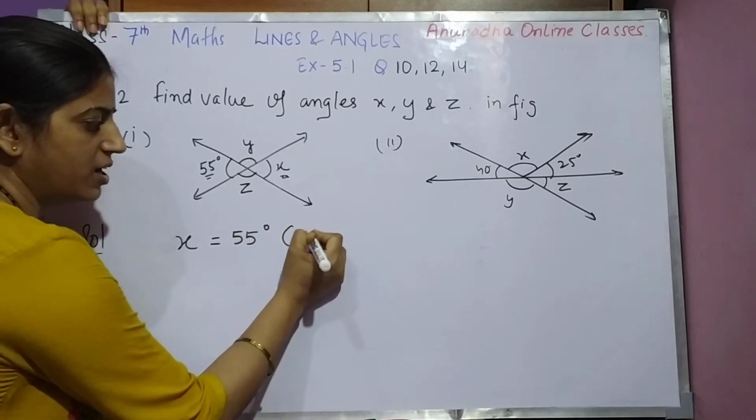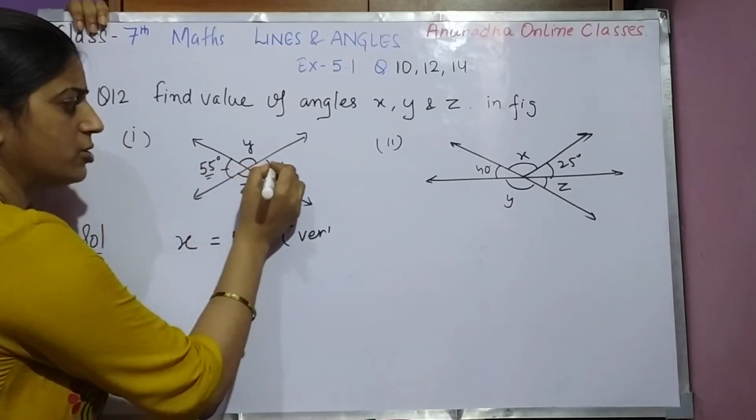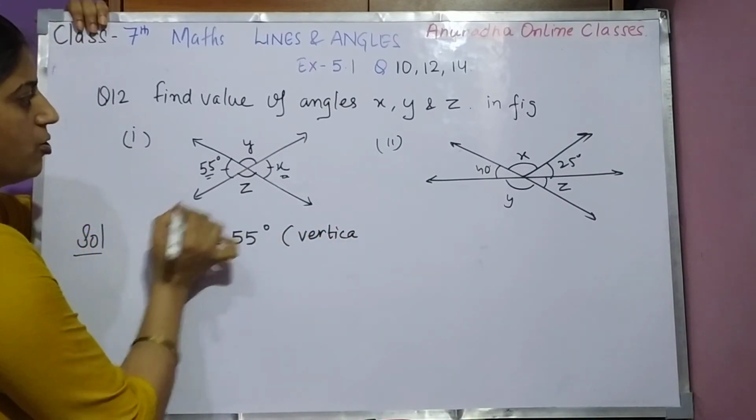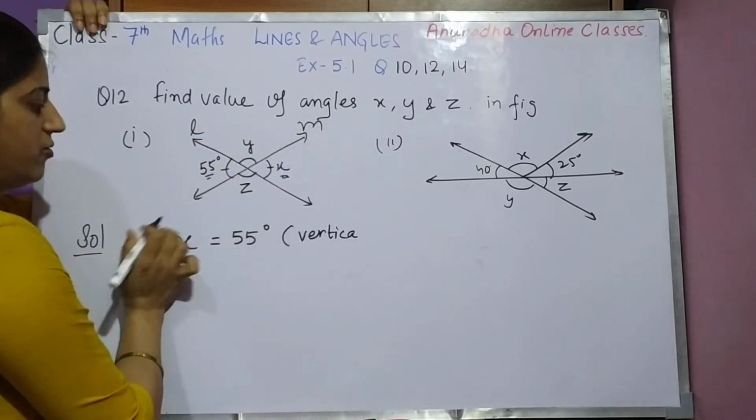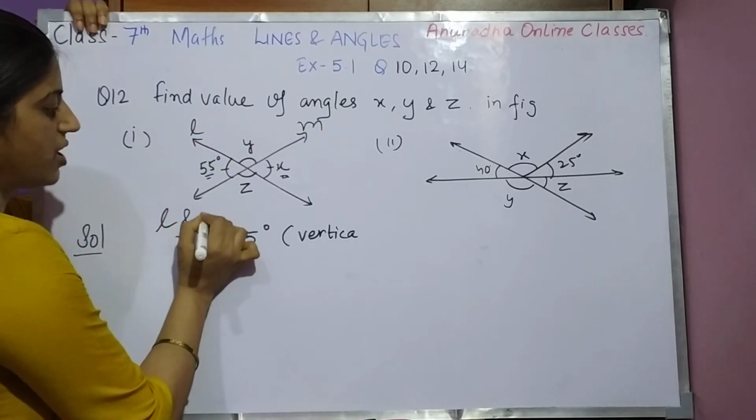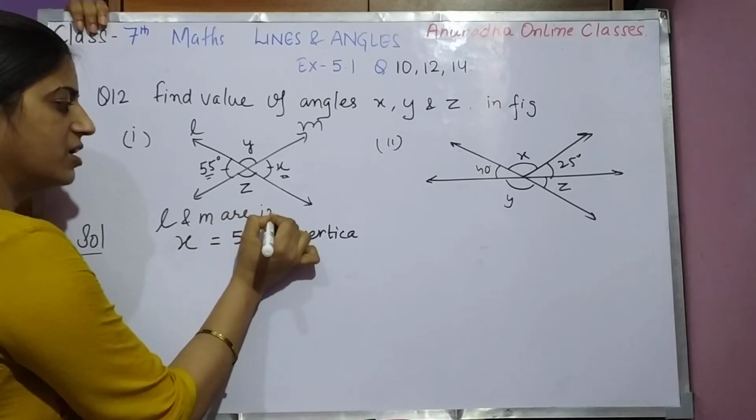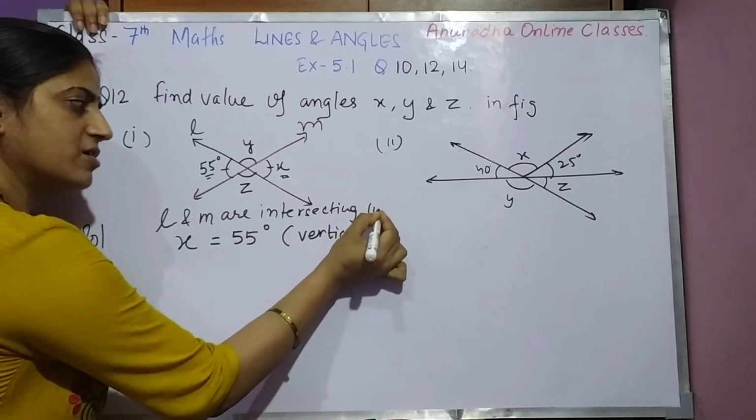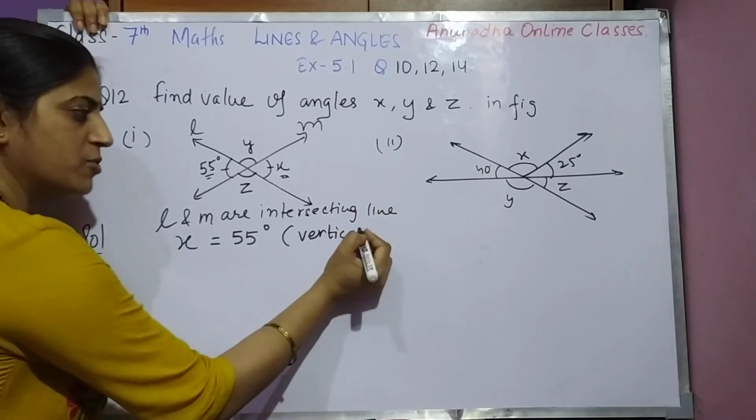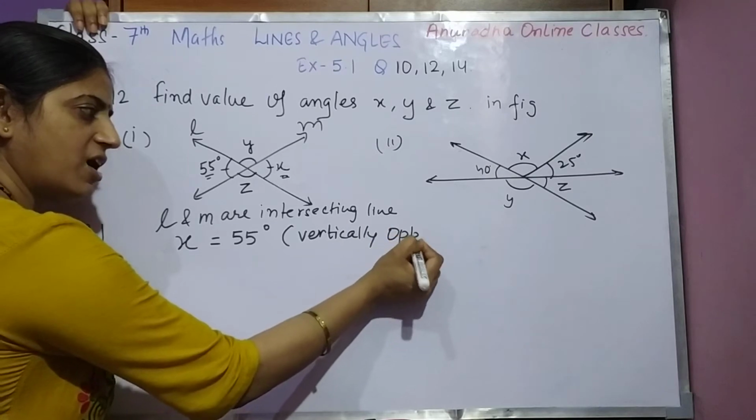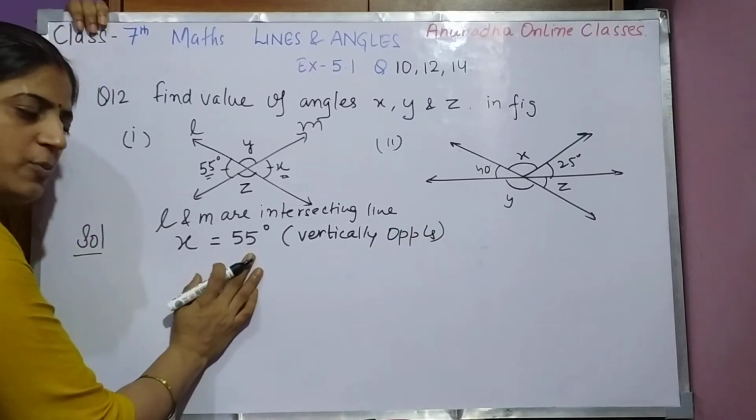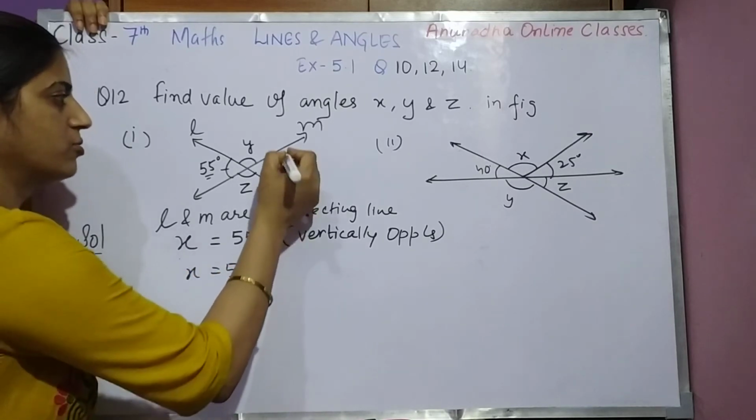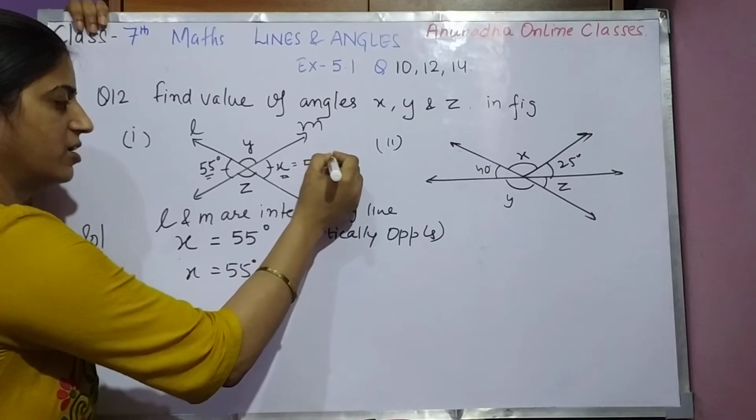The reason is, these two are vertically opposite angles. You can write above, name this one L and give this one M. So L and M are intersecting lines, so they make vertically opposite angles. So these two are vertically opposite angles. So the value of x, you know what that is? 55 degrees. So this is equal to 55 degrees. Right children?